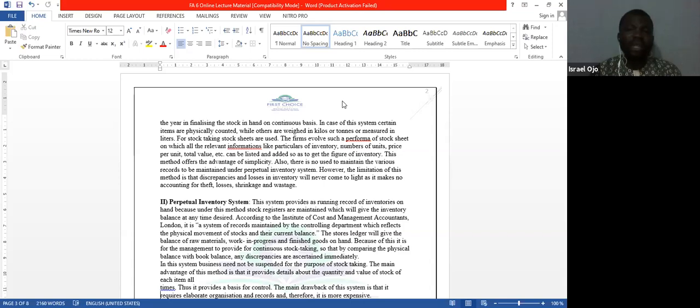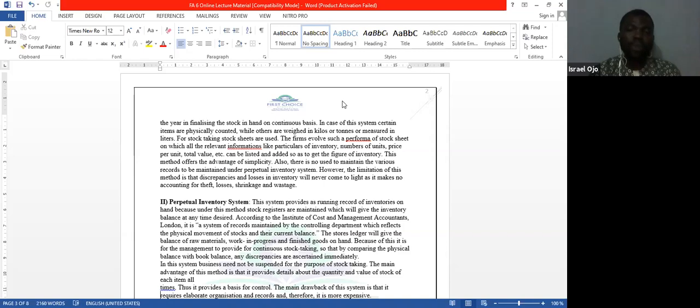Perpetual inventory monitors and keeps appropriate records of inventory that comes in and goes out. So at a particular point in time, you can ascertain the total inventory that you have. It helps us to reduce loss. It helps us to identify loss on time and to reduce it by putting in some controls. That's the perpetual inventory system.